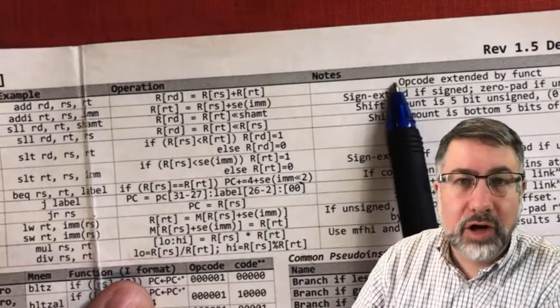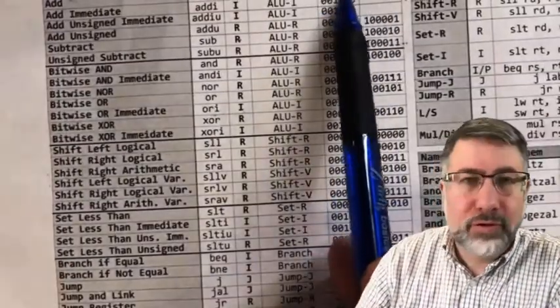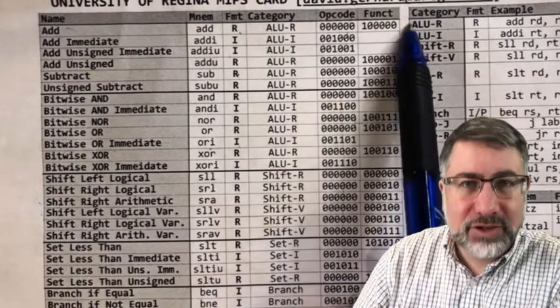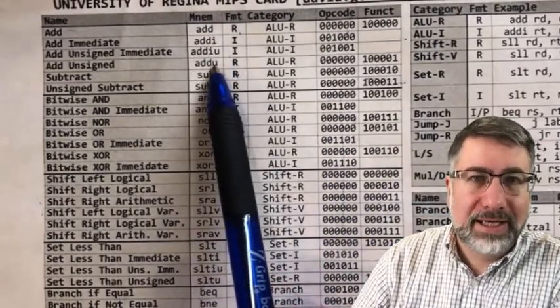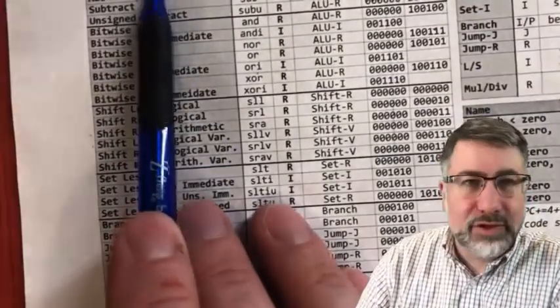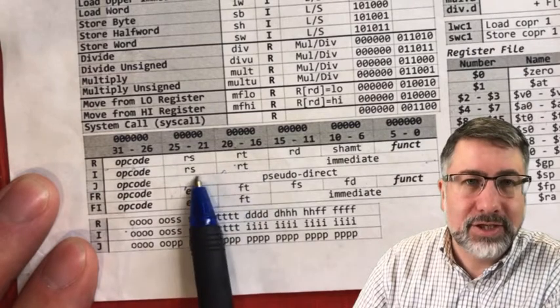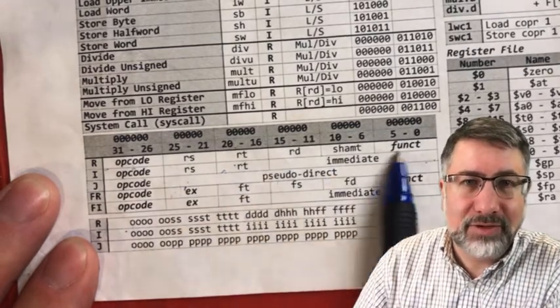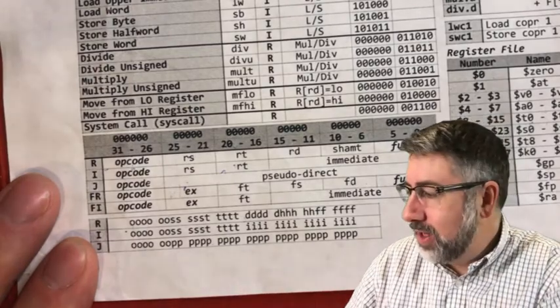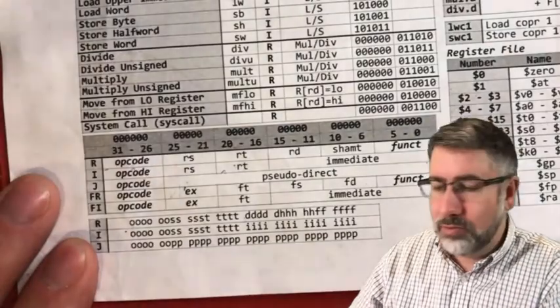For example, for R-type ALU instructions, the opcode is extended by the function code, which is what we just said. The opcode for ALU R-type instructions is all zeros. The function code then tells you whether you're adding or adding unsigned or subtracting or whatever. So then we have immediate versions of these instructions as well, where the format here has RS and RT. In this case, RT is the destination, and RS is one source, and the immediate value here, sign extended, is the other source. And don't forget, you can always look at your data path to remind you of how these things are working.